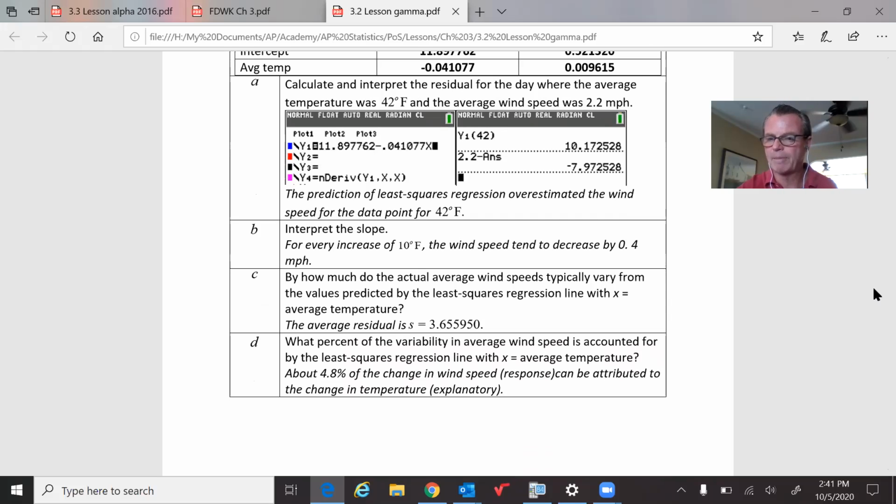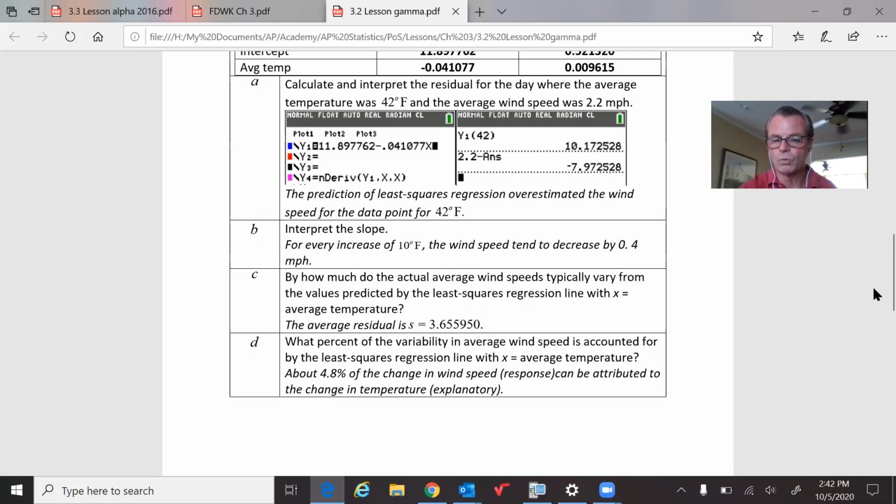And then D's kind of a layup. They're leading you to this and saying, because we gave you this definition on Thursday that you are accountable for memorizing. The definition of R squared is the proportion of change in the output that can be attributed to change in the input. And in this case, the output is wind speed and the input is temperature.